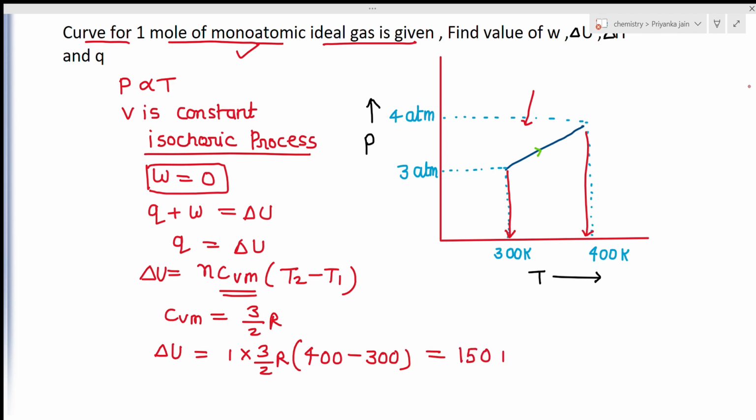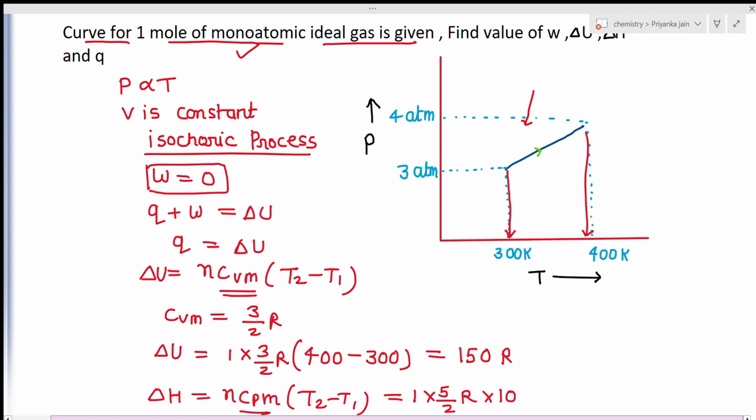So this comes to 150 R. Now see the del H. Del H will be equal to n CPm (T2 minus T1), and we know CPm will be equal to 5 by 2 R. So we can write 1 into 5 by 2 R into the temperature difference, which is 100. So this will be equal to 250 R. So del U and Q will be equal to 150 R and del H will be equal to 250 R. In this way you have to do the question.